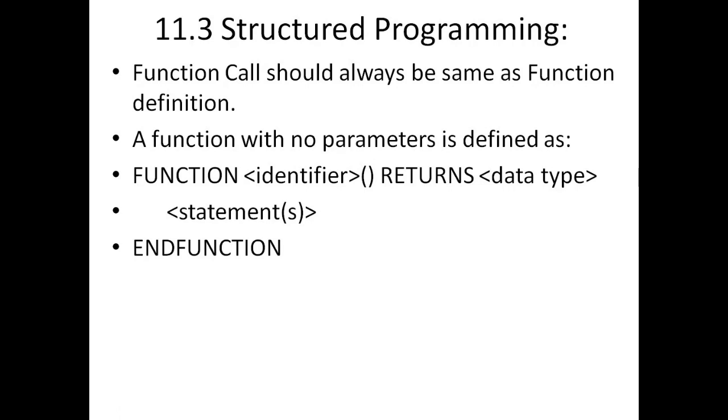This is usually named a nullary function in programming languages. Anyways, that name is not a part of our syllabus. You should just know that a function can be written that would not be using any parameters. This function is simply written like this: function, then identifier, inside the bracket no parameters, returns data type, then all of your statements and end function.